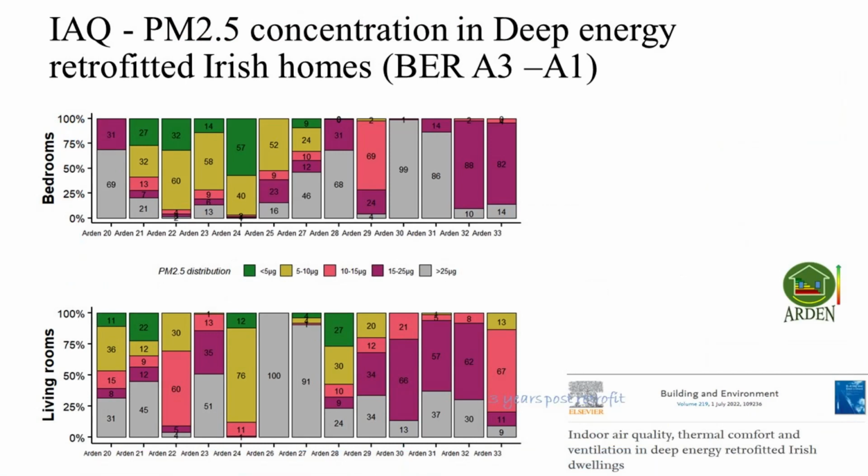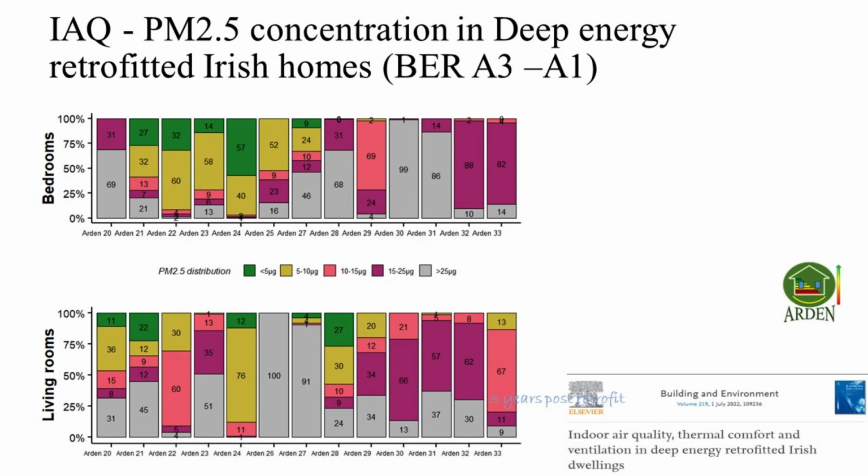I'd also like to just share some recent data that we've collected, again on particulates, and these are for deep energy retrofitted buildings. So this data was just published in the last month. There's a number of different pollutants: indoor air quality, thermal comfort, and ventilation in deep energy retrofitted Irish dwellings. It's a sample of 14 homes that have been retrofitted in the last 3 years.